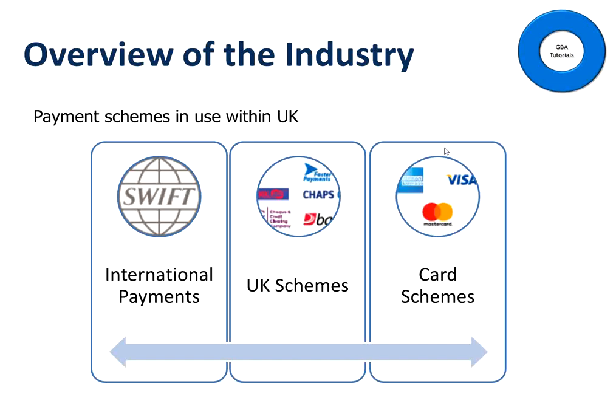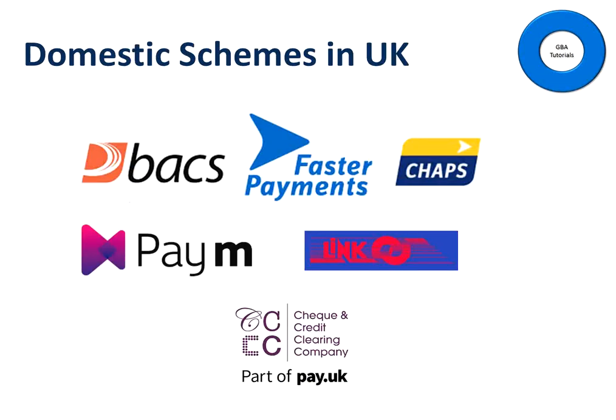Now talking about the card schemes, they are the payment networks linked to payment cards such as debit or credit cards, of which a bank or any other eligible financial institution can become a member. By becoming a member of the scheme, the member can then become an issuer or the acquirer of the cards operating on that card scheme network. We will discuss more about these international payments and card schemes in other videos in detail. Today we are going to talk about the UK domestic payment schemes within the UK.